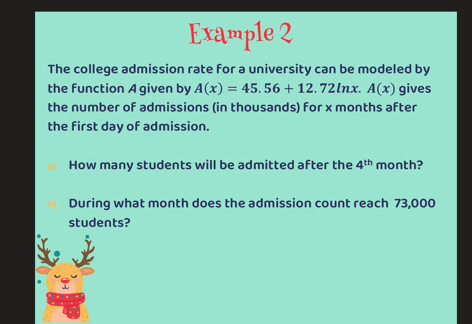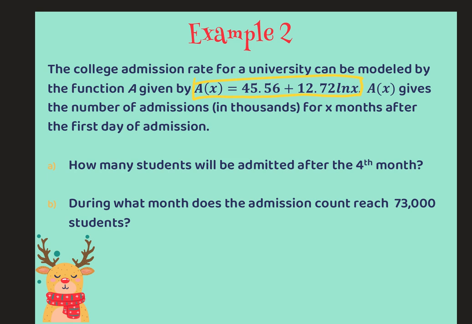All right, example 2. The college admission rate for a university can be modeled by the function A, given by A of x equals 45.56 plus 12.72 ln of x. And A of x gives the number of admissions in thousands for x months after the first day of admission. So this time they gave you the model. I don't have to run a regression. It gives you the regression, okay? And your input is what?